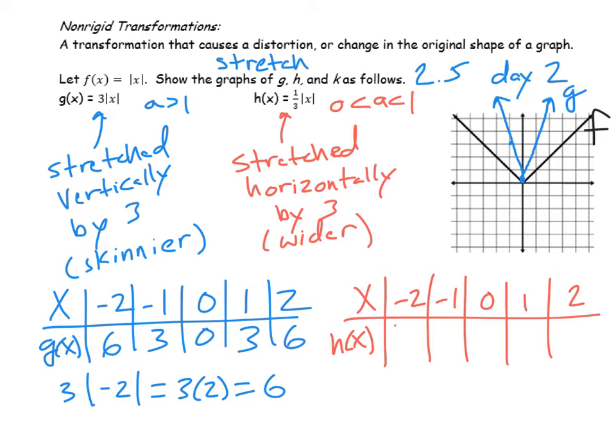Here, and we do the absolute value and then just divide it by 3. So we end up with some fractions here. Still centered at 0, 0. As I go over to 1, I only go up a third. As I go to 2, I only go up 2/3. So the right side would look something like that. Same thing over here, 1/3. Should be a little bit higher. Oops. Right there. And there's h.